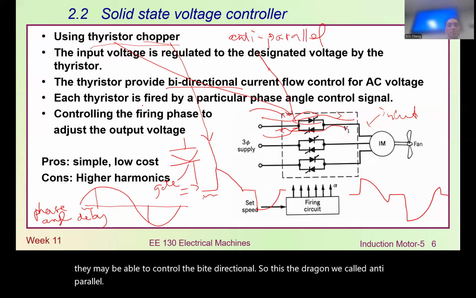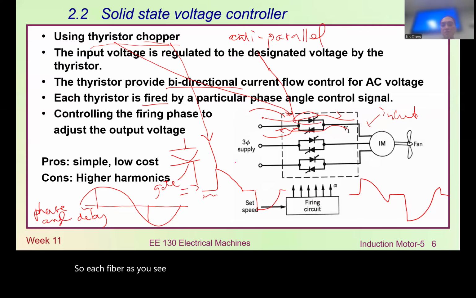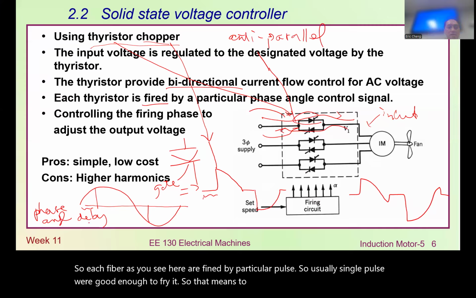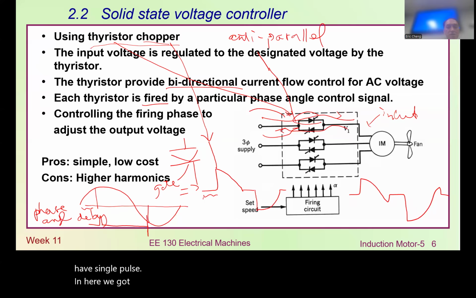So each varistor, as you see here, is fired by a particular pulse. Usually a single pulse will be good enough to fire it. That means if we look here, in here we have a single pulse, and in here we have another pulse to trigger it. So that's what we need.